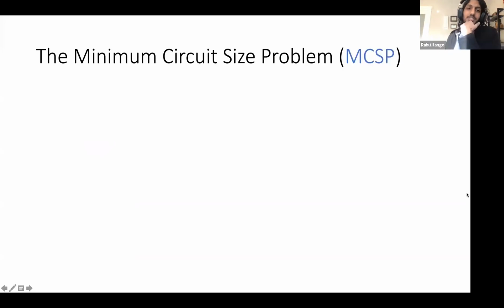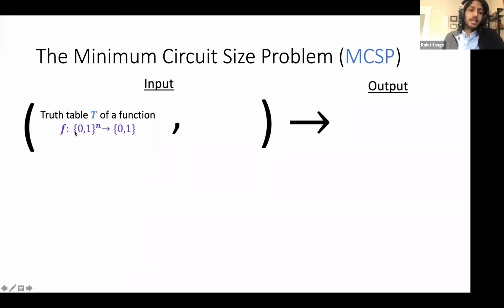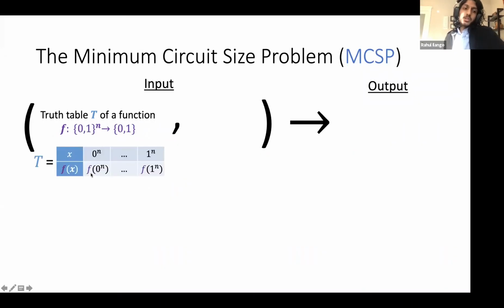So MCSP stands for the minimum circuit size problem, and it's a computational problem that takes two inputs. The first is the truth table of a Boolean function. So you have some Boolean function, part of your input, that maybe takes n bits as input and spits out 0 or 1. And the truth table of this function is just a string that lists all the values the function takes on all of its inputs. And one thing I want to stress is that this is a really long string. If your function took n bits as input, this is a string of length 2 to the n.